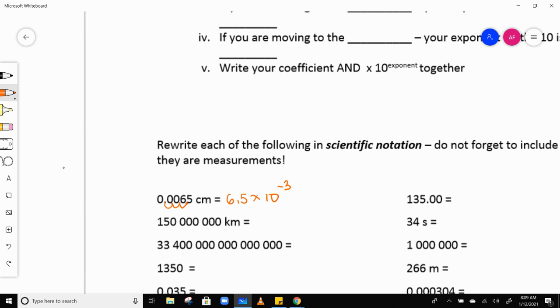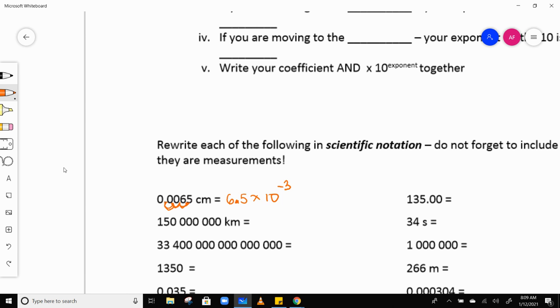So again, we take the number and we put the decimal so that it's a number between 1 and 10, so 6.5. And then however many spaces we need to move, so 1, 2, 3, we need to move 3 spaces, that's the exponent. And then if the number is less than 1, we make it negative 3. If the number is larger than 1, it's positive. Okay?